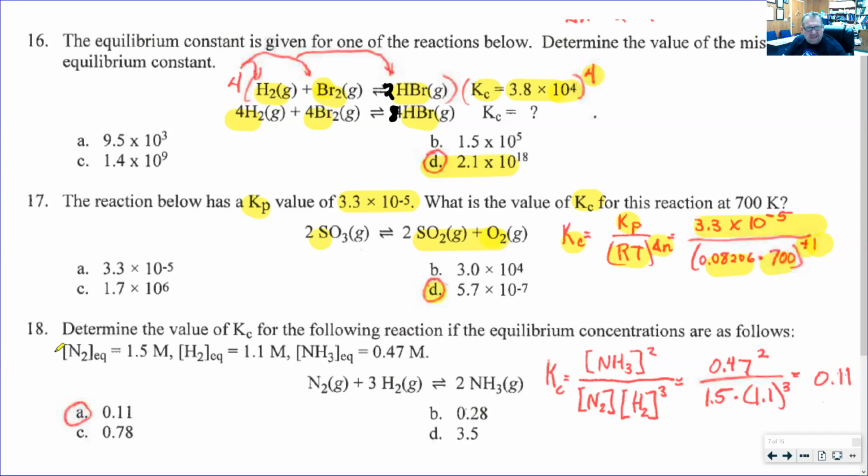All right, problem number 18, determine the value of K sub C for the following equilibrium.